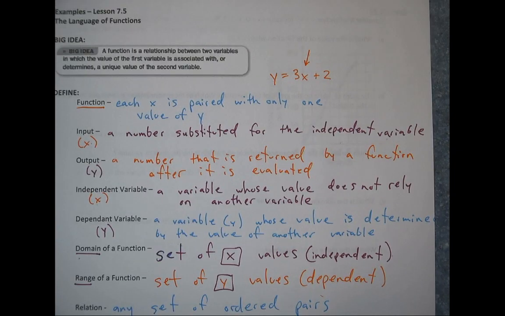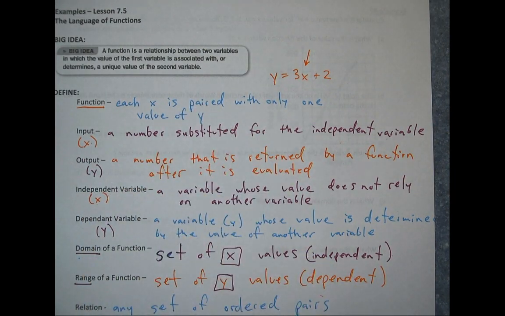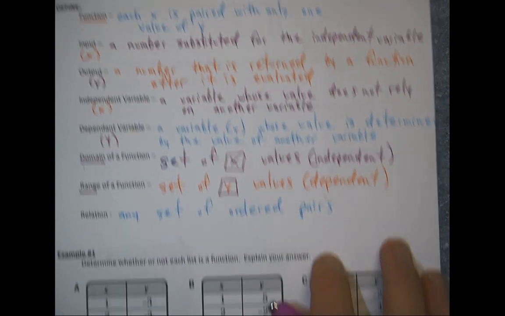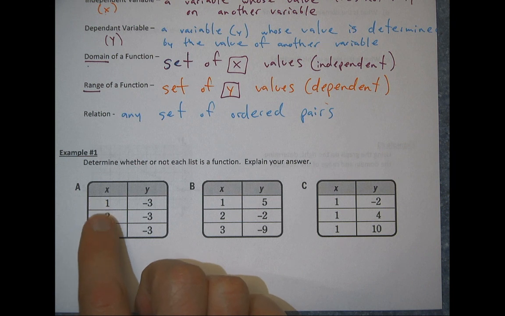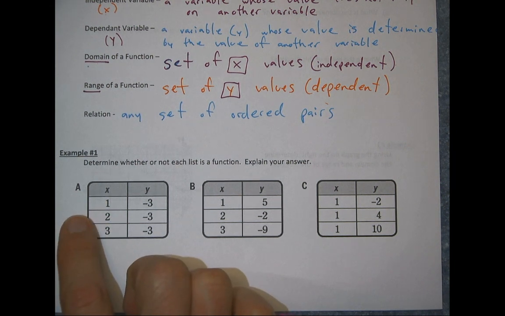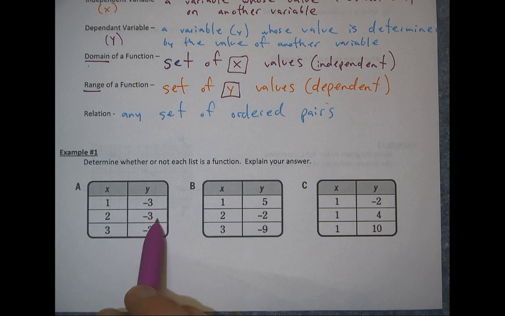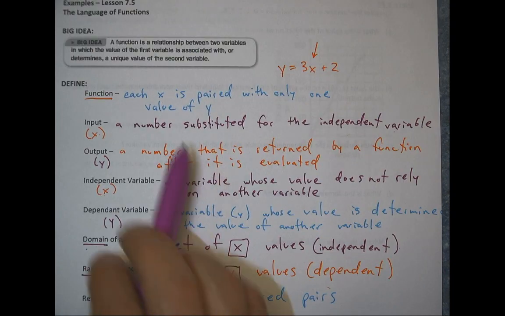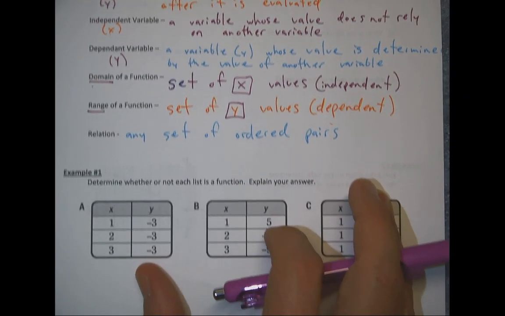So going back to the definition, to be a function, every x value can only have one value of y associated with it. So determine if this is a function or not. If we look at letter A, we've got 3 different x values. Now they all have the same y value, but that is not the determinant. Each individual x value only has one answer.